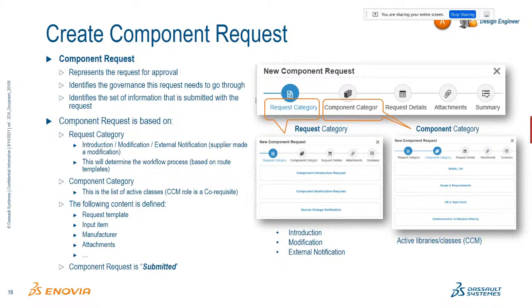And then different content will be defined. For example, what is the input item? The input item is the engineering item. Remember earlier we talked about the engineering item. This is our internal item that represents the engineering specifications. And for this item, we want to request an external item. So that's where we start creating this link between internal and external. We will add it during the creation of the component request. We will define who is the manufacturer. We can also define different attachments and so on. And then we submit this request.